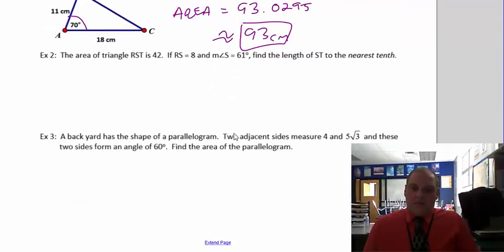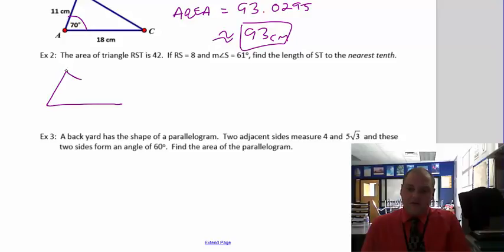All right, area of a triangle RST. So now they use different letters, and we've got to draw the triangle. Okay, well, we can handle that. RST. Angle S is 61. RS is 8. And find ST. Now the area is 42. I'm going to write that down.